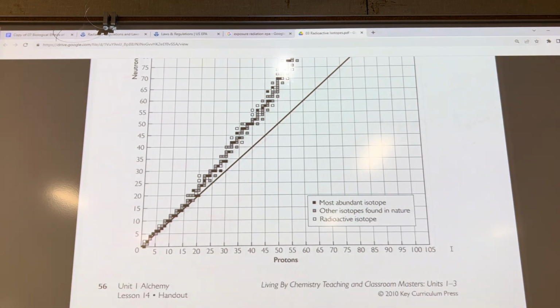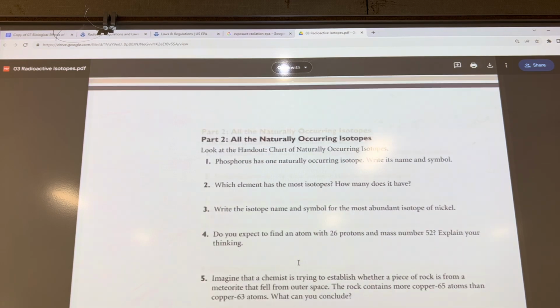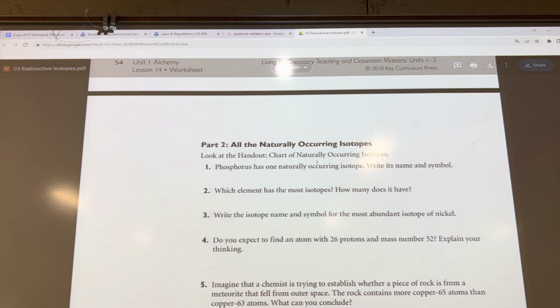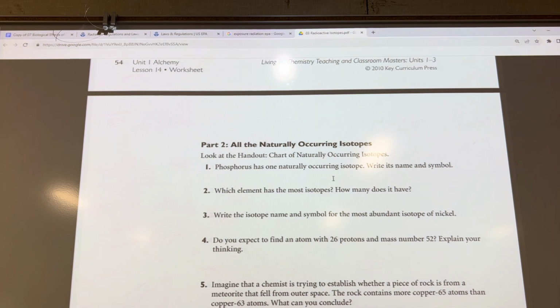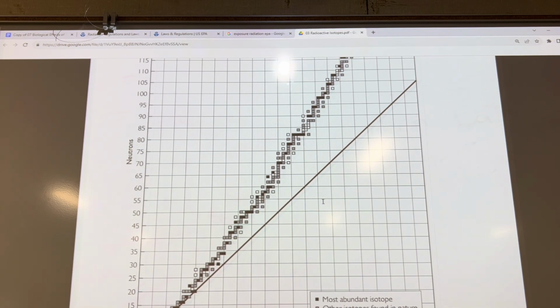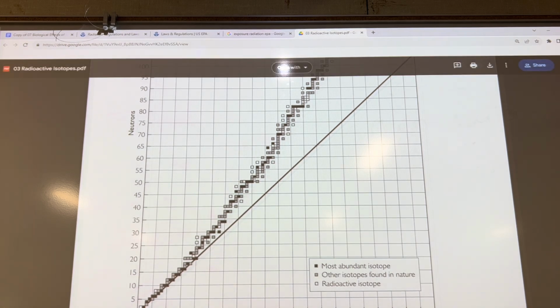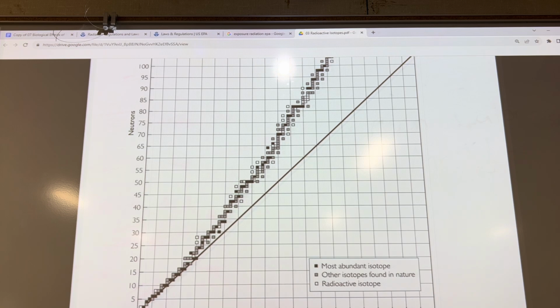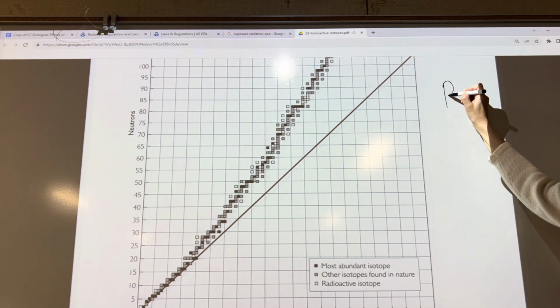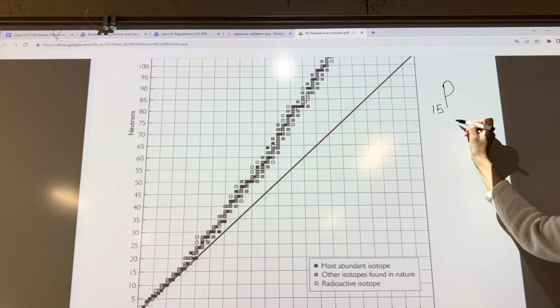The first question asks about phosphorus. You will need to jump to a periodic table to find out its atomic number is 15. But they're asking us, phosphorus has only 1 naturally occurring isotope. Write its name and symbol. So between your periodic table and this chart, we can write its name and symbol. If you found it on your periodic table, phosphorus, its symbol is P. So for phosphorus, you would just write P. Its atomic number, also the number of protons, is 15.